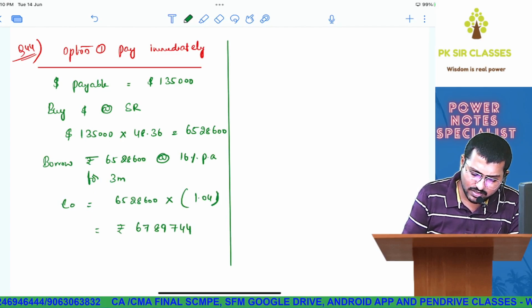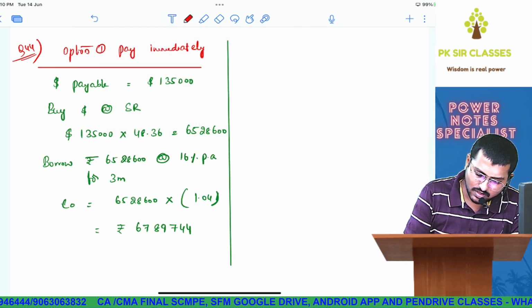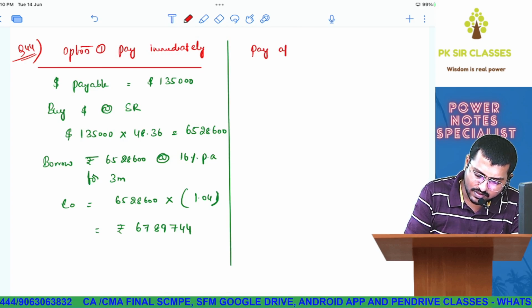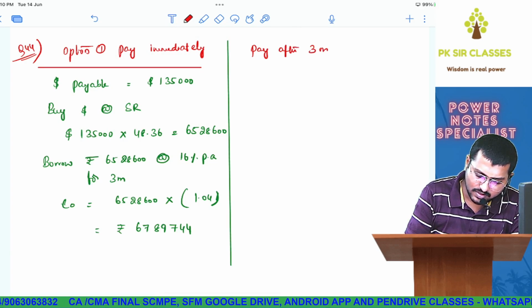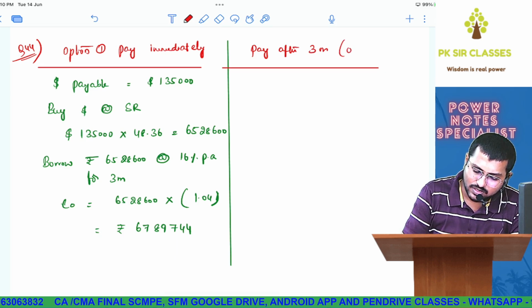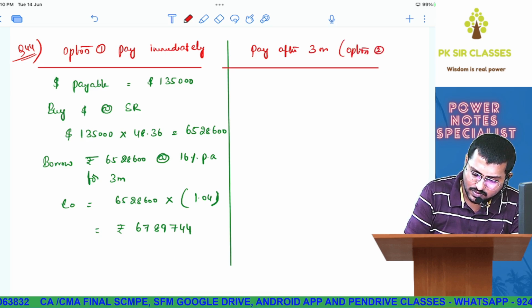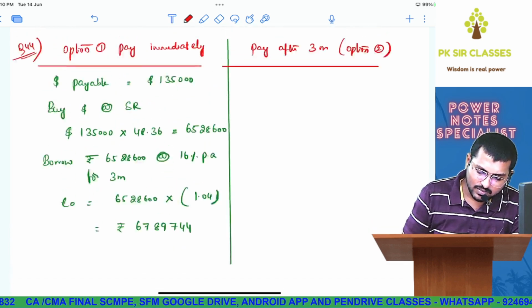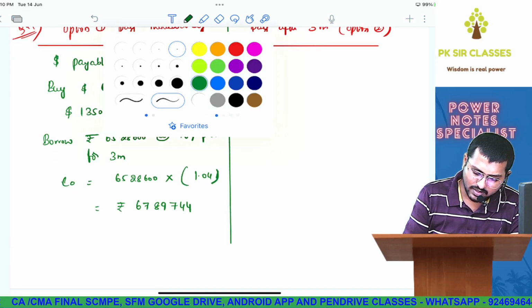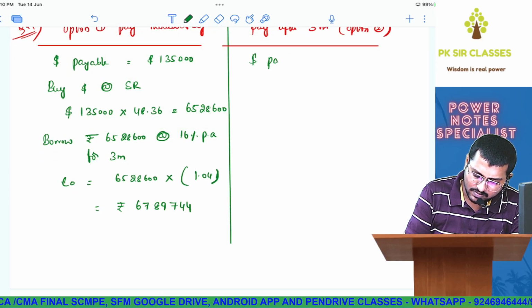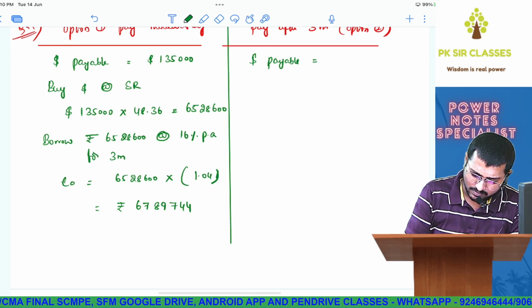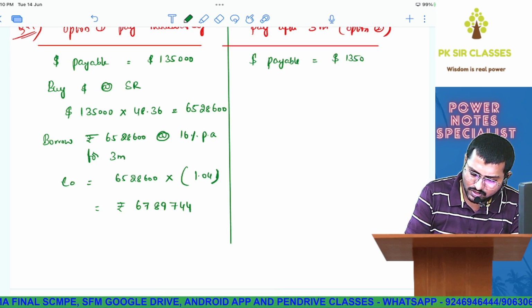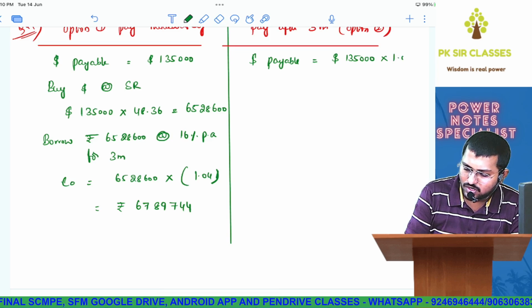What is the next option, buddies? Pay after 3 months. Option 2. Pay after 3 months means we need to pay along with interest. Correct? So dollar payable is not $135,000. It is something extra, into 1.015.